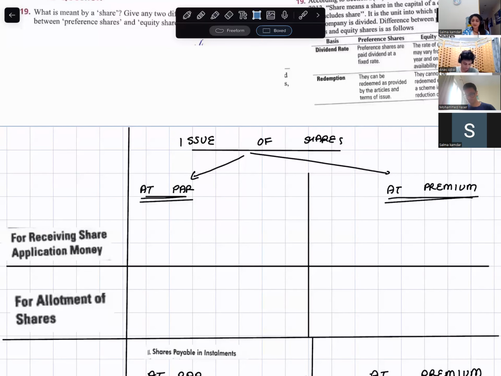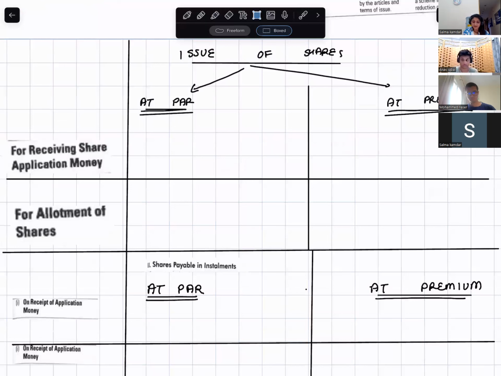We are doing the second part of issue of shares. What do I mean by issue of shares? Issuing shares to the public. I am issuing shares to the public. When I'm issuing shares to the public, what does that mean?